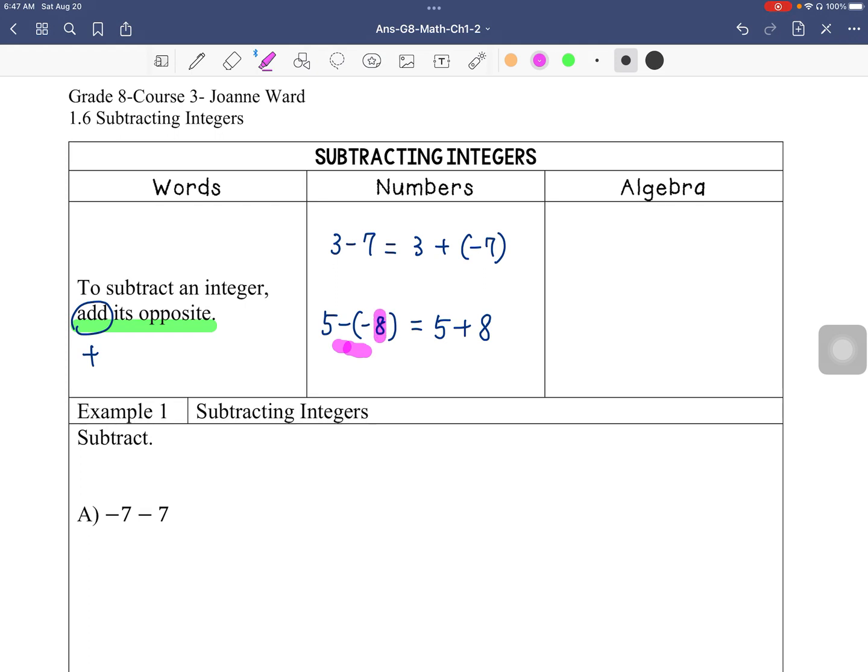So this is not a memorization. It comes from the definition. When I subtract something, I am adding the opposite number. So in algebra, a minus b equals a plus negative b. And if I have a minus negative b, this will bring me a plus b.